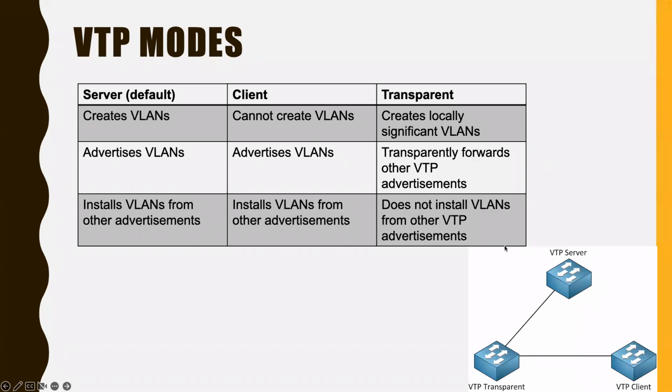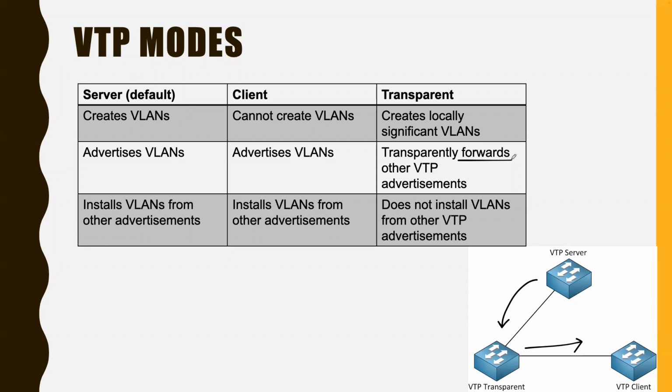But what it will do is, it will not install the VLANs which it gets as a VTP advertisement from the VTP server. It can transparently forward those VTP advertisements. For example, let's say this VTP server advertises VLAN information over here. Since this switch is running in transparent mode, it will not install them, but it can relay them. It will forward them towards the client. That it can do. And this forwarding can happen in VTP version 2. VTP version 1 does not allow it.